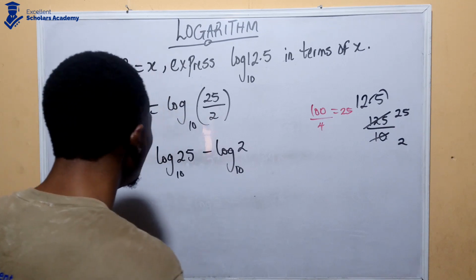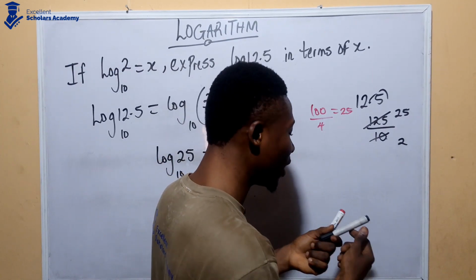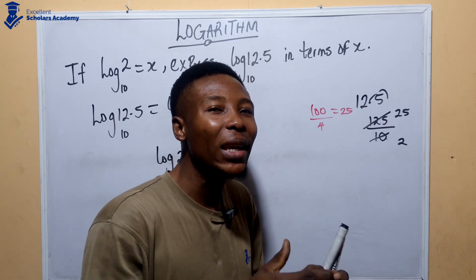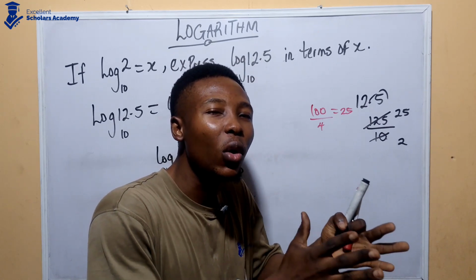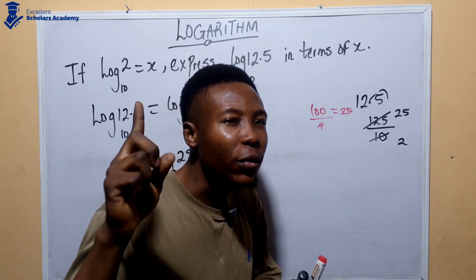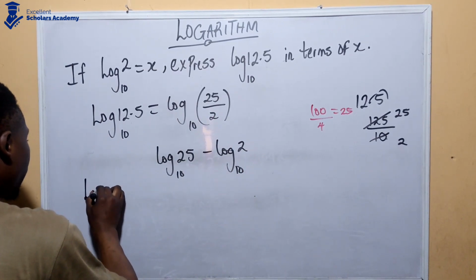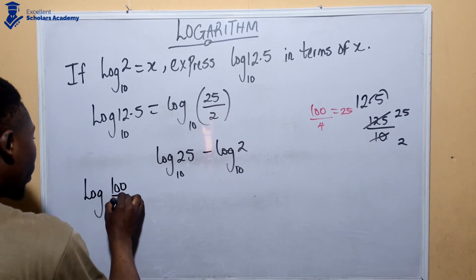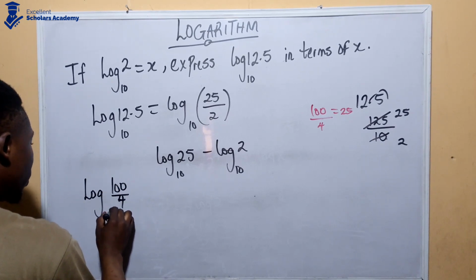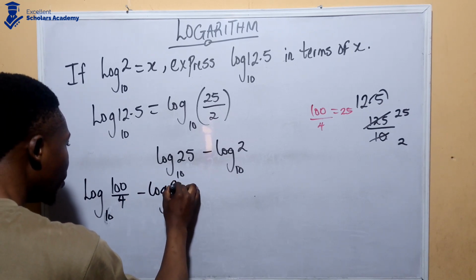So what I'm going to do is manipulate this into 100 divided by 4. Why am I using 100 divided by 4? Because I can evaluate log 100 as 10, and 4 can be expressed as 2 to the power of 2. So this becomes log 100 over 4 base 10 minus log 2 base 10.